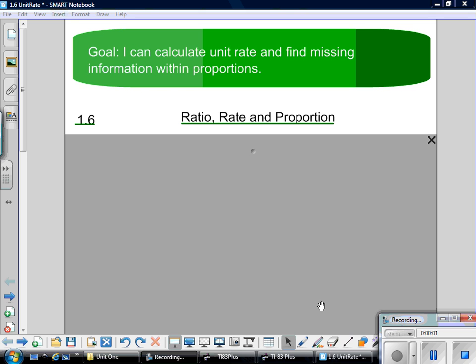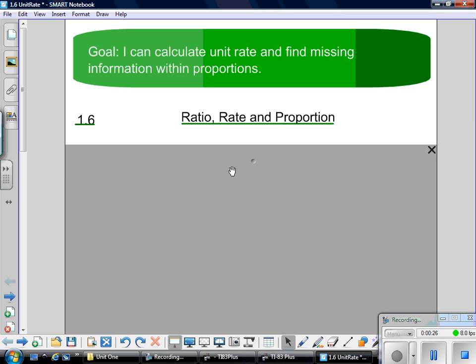Right, today our goal is: I can calculate unit rate and find missing information within proportions. One thing that I find has some use compared to some of the things that we do in math class has to do with unit rate and proportions. The reason being is I use them in my real life as well, so I'm thinking that probably you would as well. So ratio, rate, and proportion is the title today.